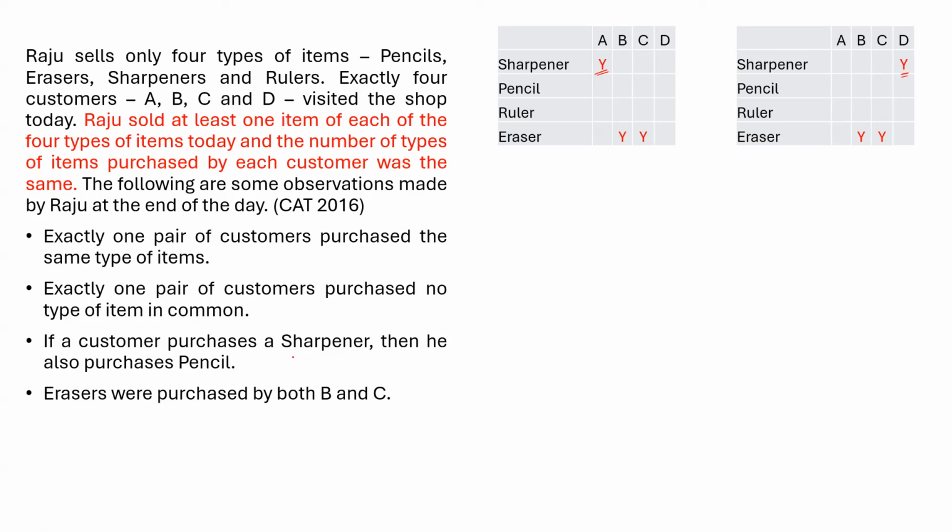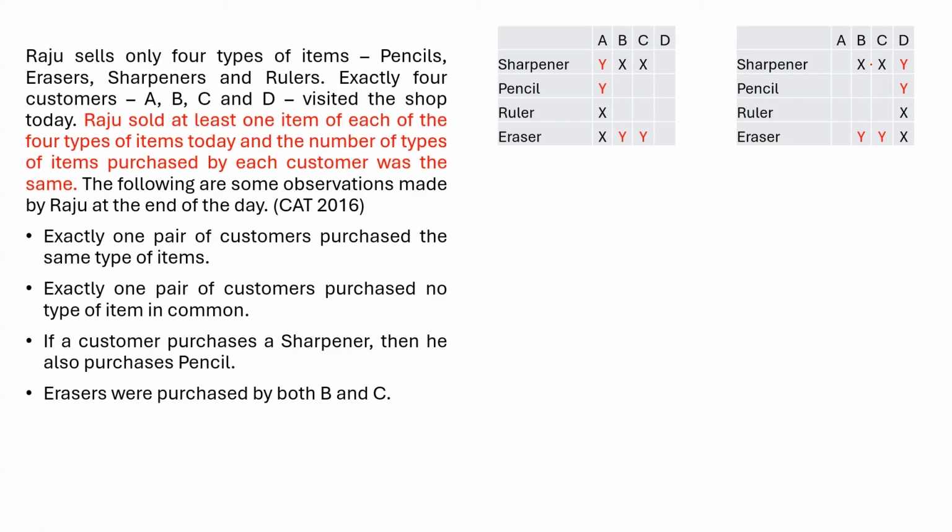Also, if a customer is purchasing sharpener, then he has to purchase pencil. So if he is purchasing sharpener, he also has to purchase pencil. Now this much is very clear, and we can also now say that this is going to be a cross, and this is going to be a cross. Similarly, this is going to be a cross and this is going to be a cross, because each one of them is going to buy only 2 items. Similarly, we can now say that this is not possible, this is not possible, and hence this is also not possible, and this is also not possible. So these 2 are also gone.